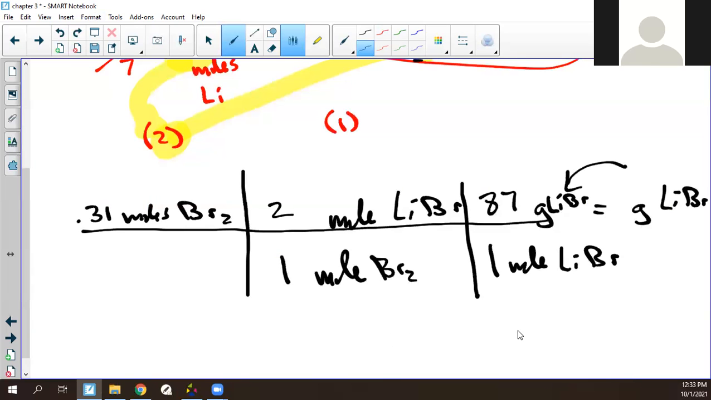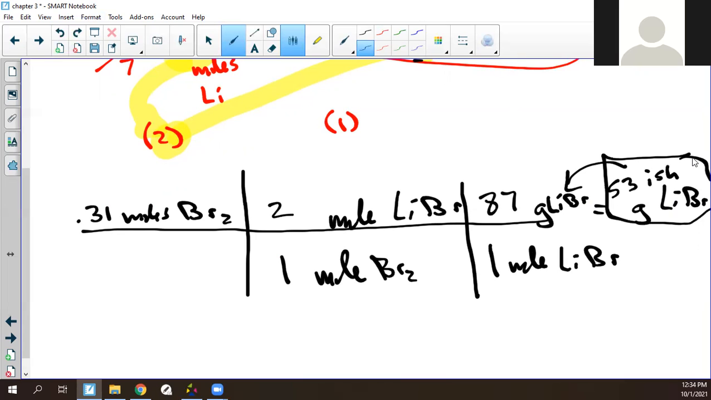What's that? 53 something? Okay. 53-ish grams of lithium bromide. Who's with me? Oh, Davis is out. This is a rough day. All right. I'm not done yet. Tell your partner what you have left to do. Find the excess. Find the excess.